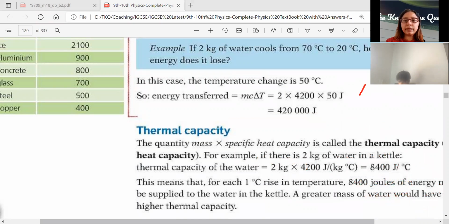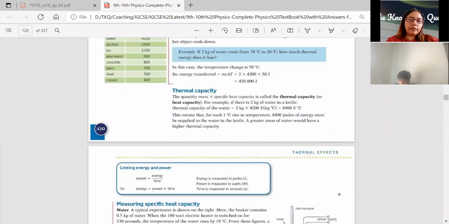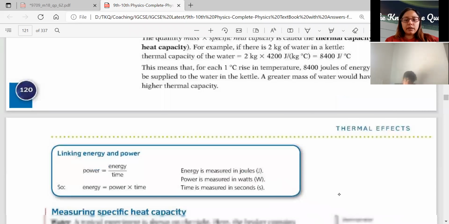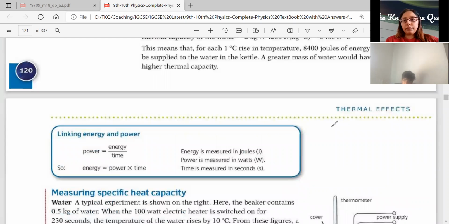What is thermal capacity? Okay. Now one more formula that we have. Please write it down. Power is equal to energy upon time. We had this in the exam. Right, it's the same formula. So which means power multiplied by time is equal to energy.